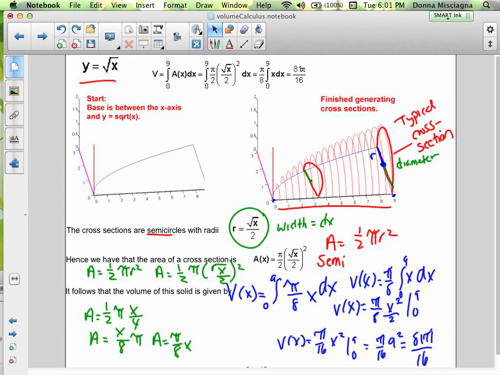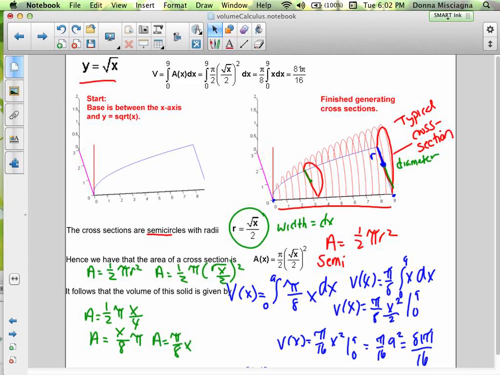The cross sections are semicircles with radii r equals the square root of x divided by 2. If I go all the way to the bottom, I'm going to have the diameter, right? Because it's plucked on top. So do you see how the best one is the very first one on the edge there. So it's a semicircle on top of that shape. That's how I'm trying to describe it. And so halfway is going to give me my radius.